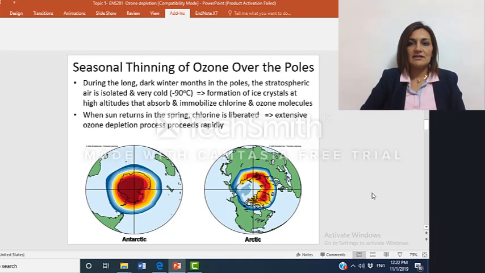Okay, here again we see Antarctic and Arctic. We see that the Antarctic, which is the South Pole, has a larger hole, okay?